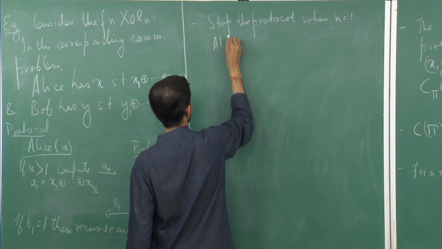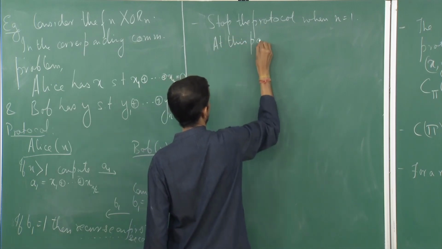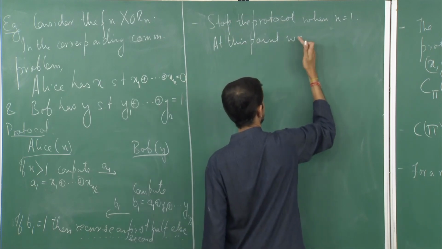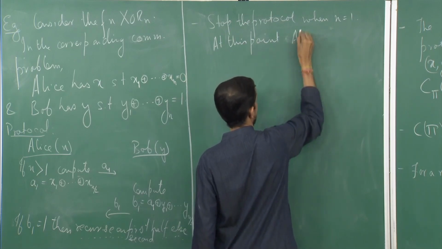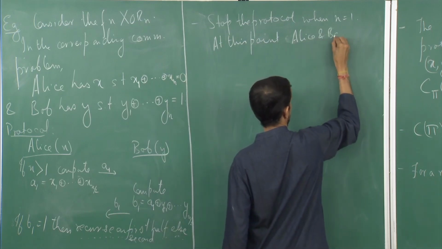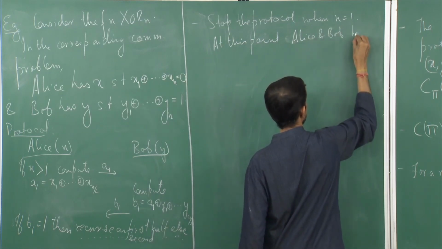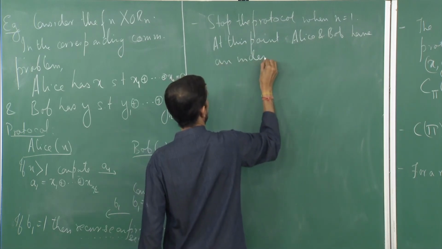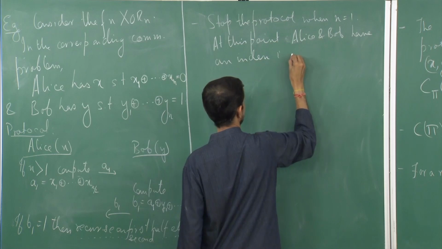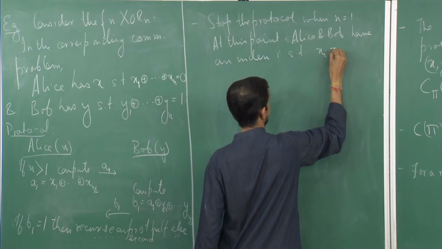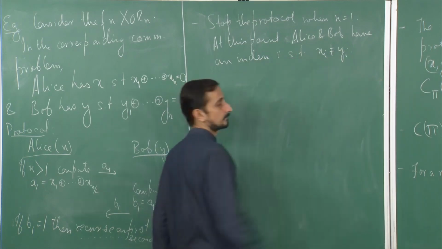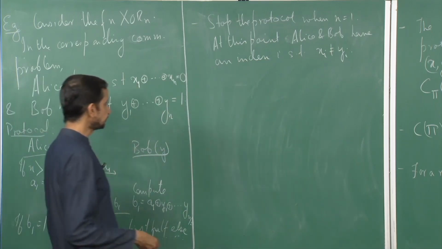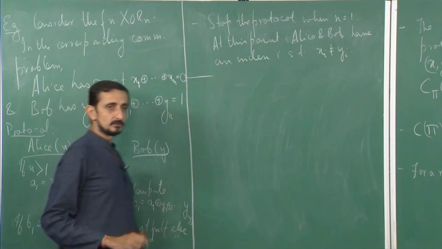At this point, Alice and Bob have an index I such that the inputs are different. So basically the index at which they stop. Okay. So the protocol is simple.